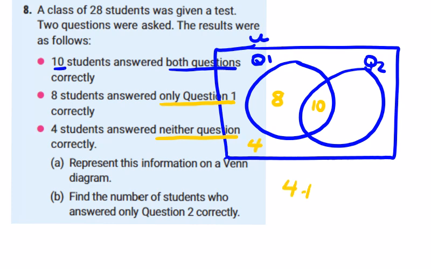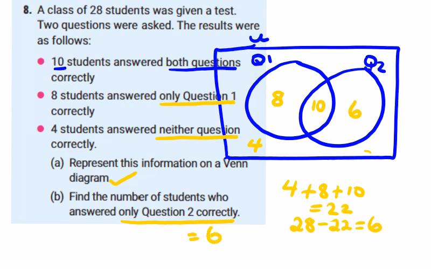So what do we have now? We have 4 plus 8 plus 10, which is 22. And there's 28 students in the class, so 28 minus 22 is 6, which is this sector here. It's the only one left. So that means that there's 16 in Q2, 8 in Q1. What do they ask us? Represent the information, we've done. Find the number of students who answered only question 2 correctly, which was the last part, which was equal to 6.